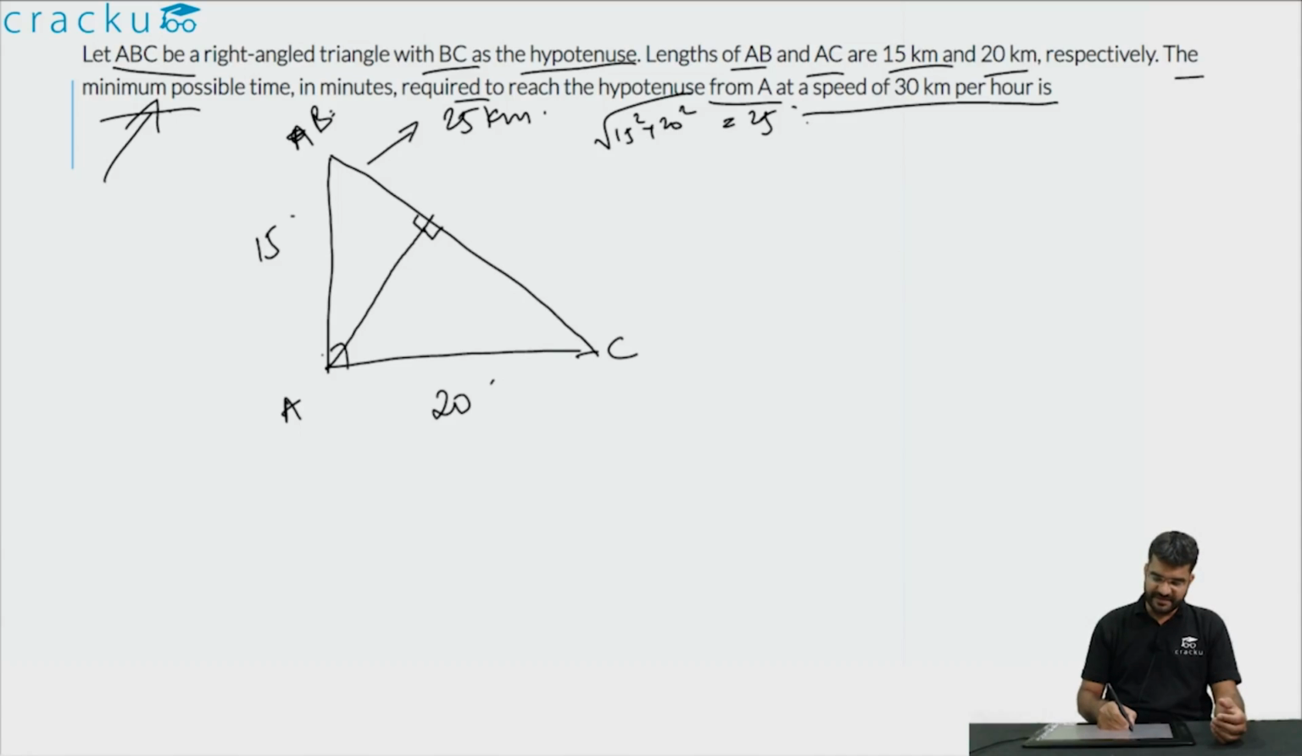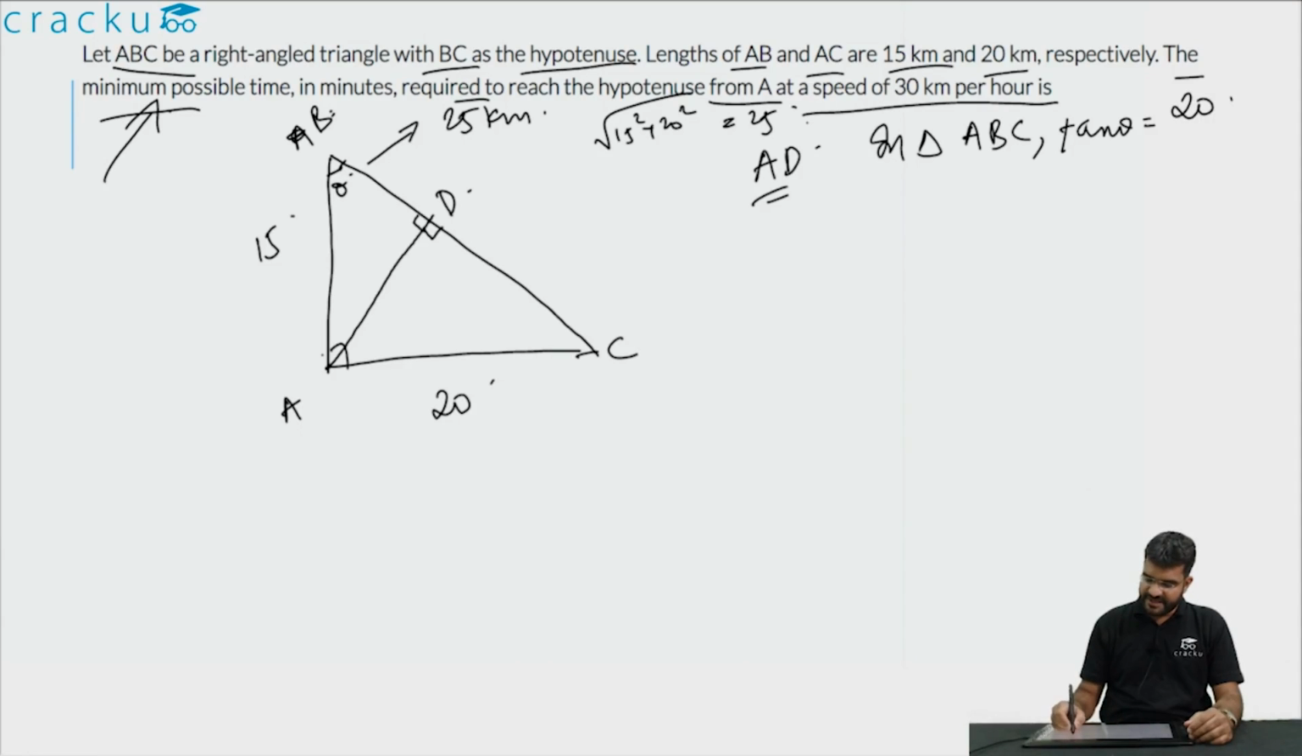So let us assume that it meets the hypotenuse BC at D. So what we are required to calculate is the length of AD. This is the shortest distance from A to BC. Now calculating AD is not very difficult. Let us assume that the angle at B is theta. Now in triangle ABC, tan theta is the opposite side, that is 20, by the adjacent side, that is 15. So this is equal to 4 by 3.